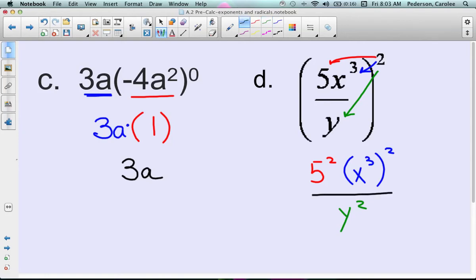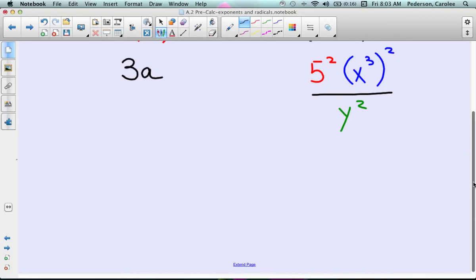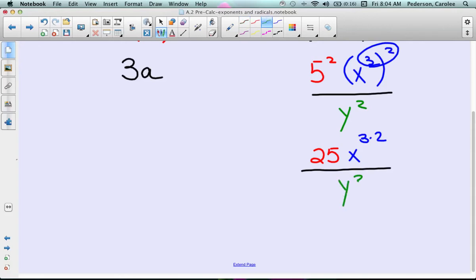Now let's do some simplifying. So 5 times 5 is 25. If you remember, this is a power to a power rule, so we multiply those together. So 3 times 2, and then still just y squared. Our last piece is to multiply the 3 times 2. 3 times 2 is x to the 6th. And then we have 25 over y squared.